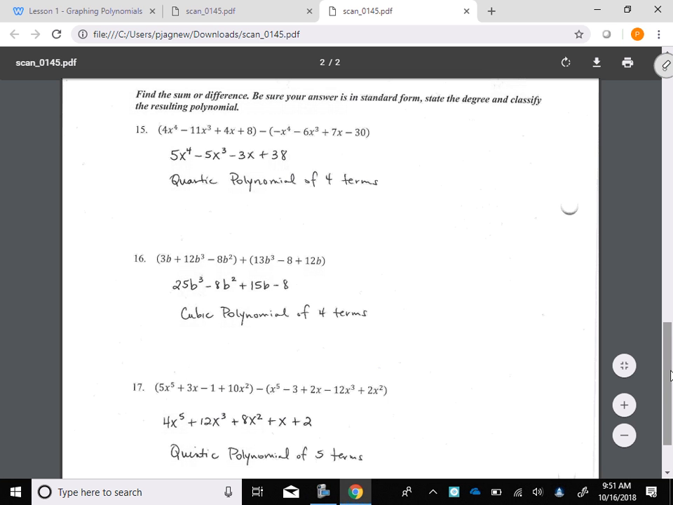I guess the difficult part is going to be what happens when they don't factor. How are we going to find the zeros then? But that's what we're going to work on Wednesday, Thursday, and Friday. Am I good? All right. Don't forget about your quiz tomorrow.